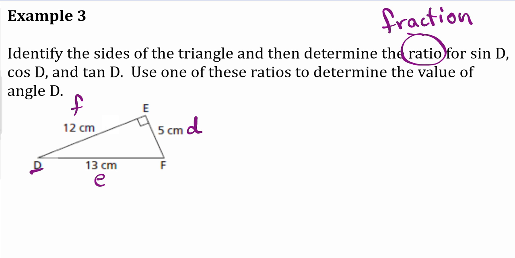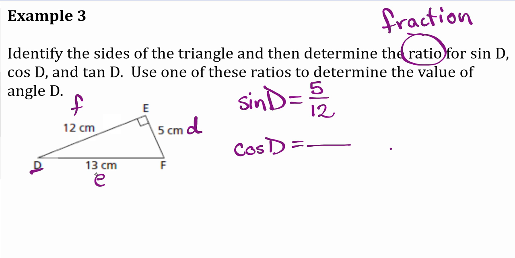Now, if I'm looking for my ratios, I know that sine is going to be opposite over hypotenuse, so my opposite side is going to be 5, and my hypotenuse is 12. Cos, I've got adjacent over hypotenuse. My adjacent here is 13. And my hypotenuse is still not 12. Wow, that's all wrong. Okay. I don't know how to go back with this stuff, so I'm sorry. We're just going to erase all that. So my hypotenuse is 13.